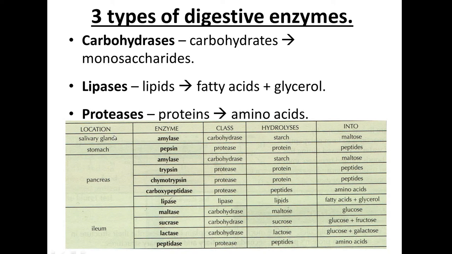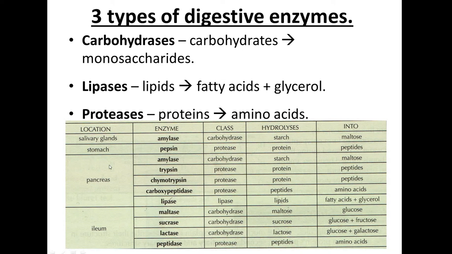So some examples of where these specific enzymes work. Amylase is secreted in the salivary gland, and it's a type of carbohydrase which breaks down starch into maltose. Now maltose is two glucose molecules together. Pepsin is a type of protease which is produced in the stomach, and it breaks down proteins into peptides.